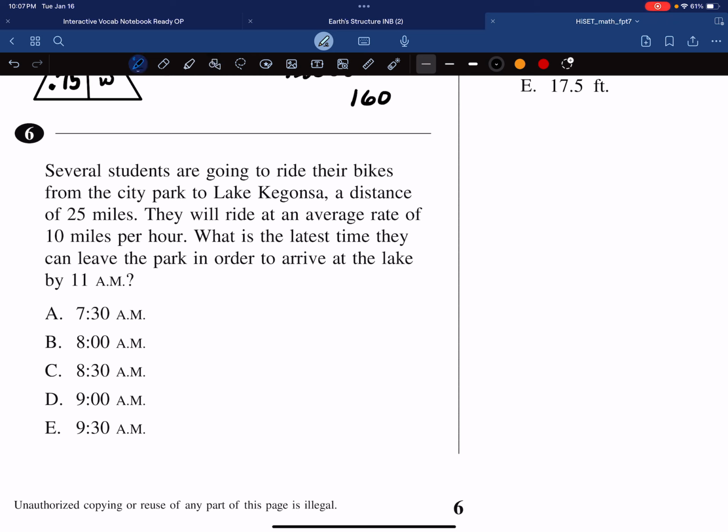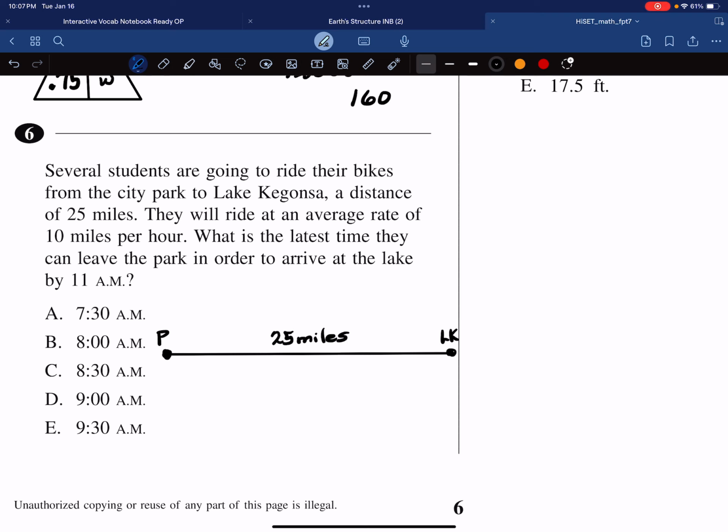This is a fixed point where we have the lake. The lake is on this side. So this is Lake Kingonsa, and this is the park. So I'm just going to use the letter P. And we know that this distance is 25 miles.